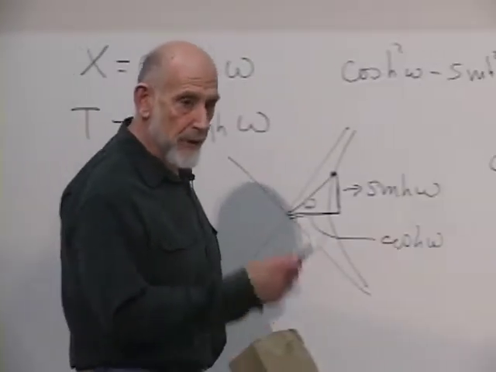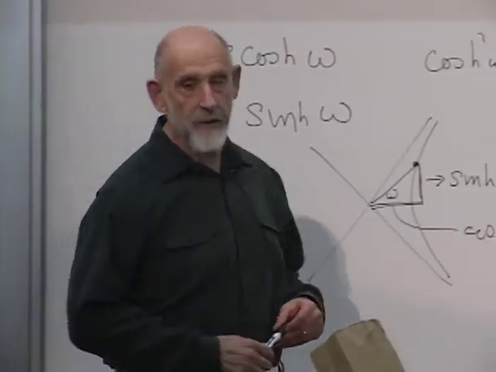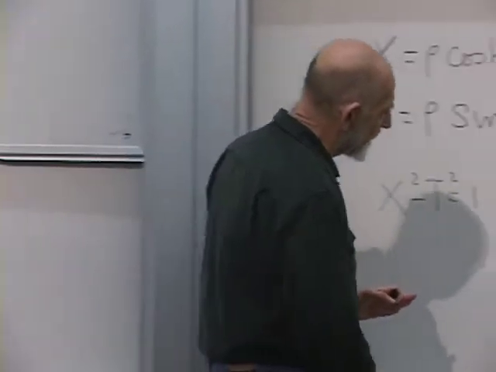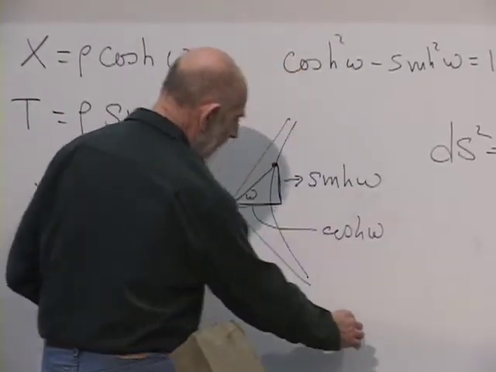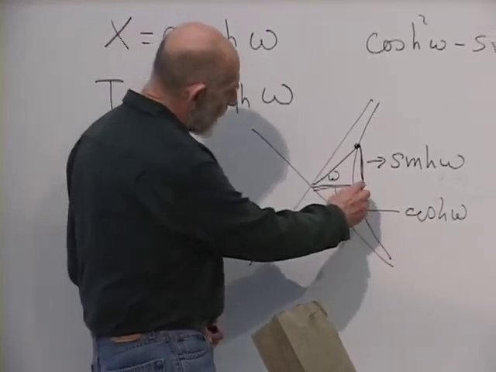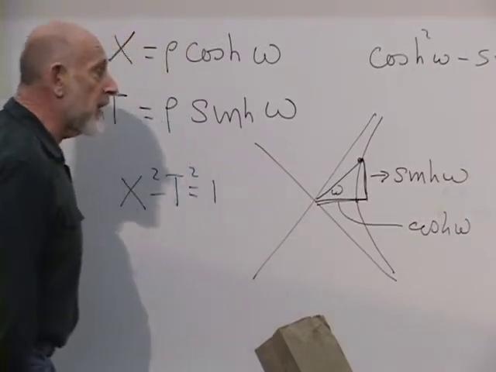Theta is a periodic variable. It goes around on a circle. It goes from 0 to 2 pi, and it never gets bigger than 2 pi. And then, of course, it jumps back to 0 again. Omega goes from minus infinity way down here, goes up to here, becomes 0 at this point, and then goes up to plus infinity. So hyperbolic angles, unlike ordinary angles, go from minus infinity to infinity.